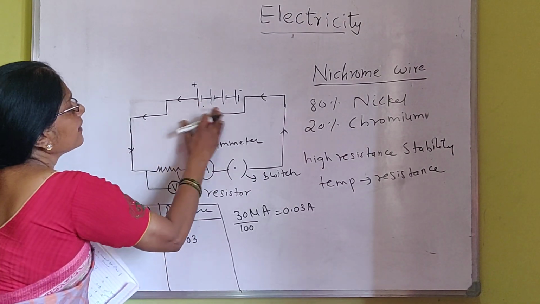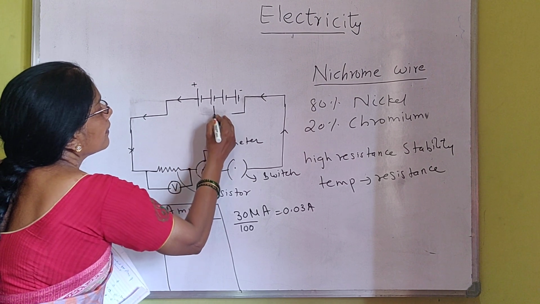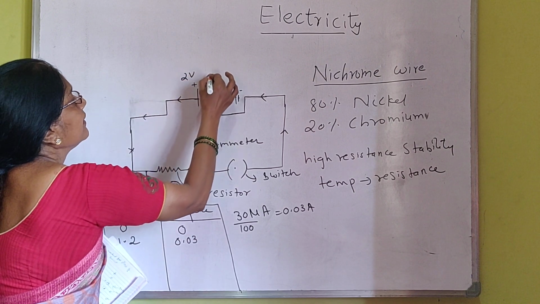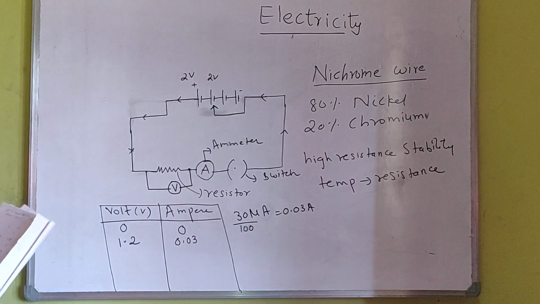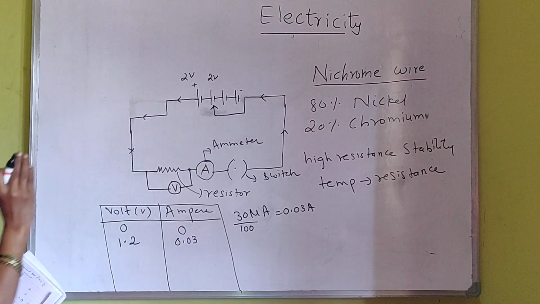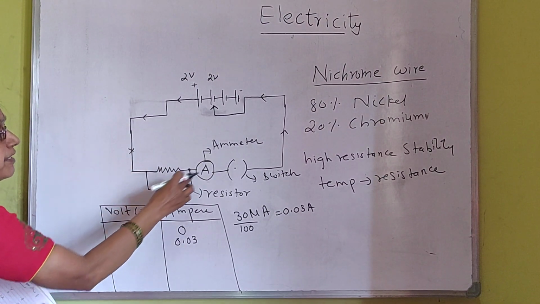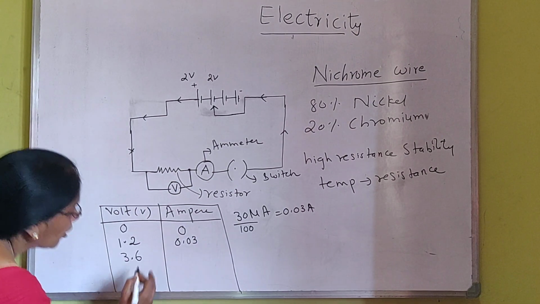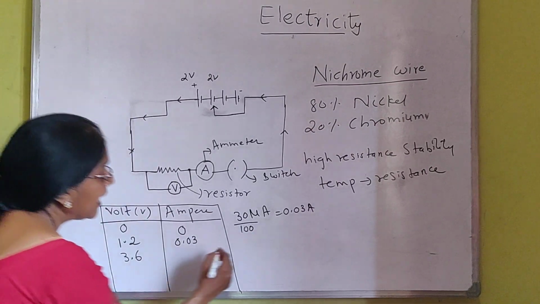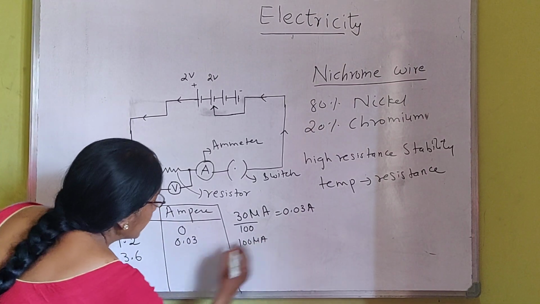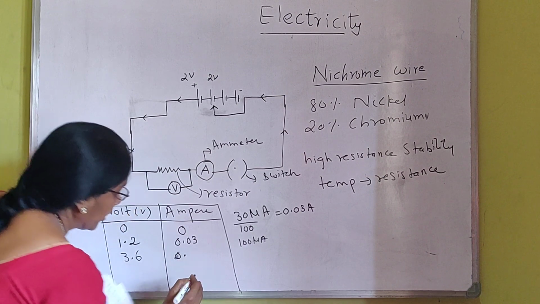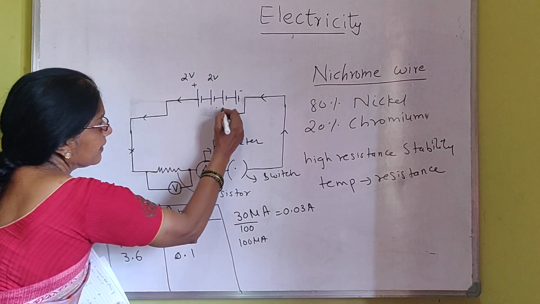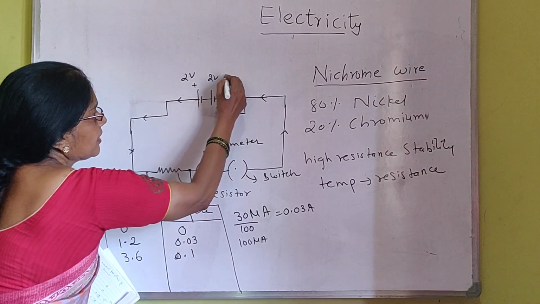Then he connected the wire with one more cell. So it is 2 volt and this is also 2 volt. So he connected with the 4 volt, and he saw the deflection in the voltmeter and in the ammeter. He got the deflection in the voltmeter as 3.6 volt and in the ammeter as 100 microampere, which is equal to 0.1 ampere. Then he connected with the third cell, which is also 2 volts.